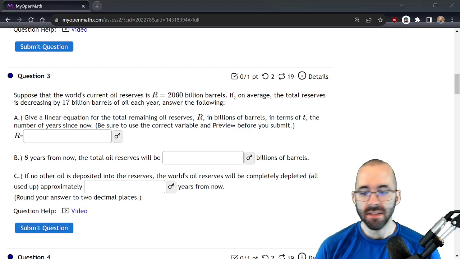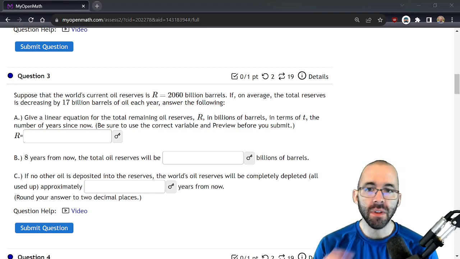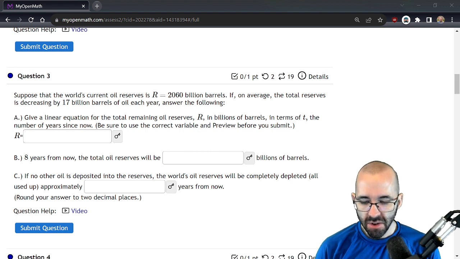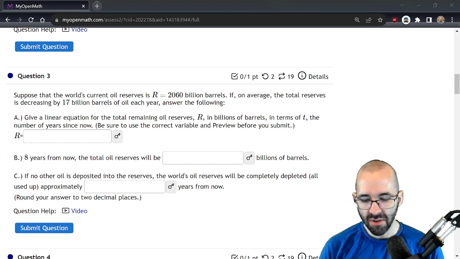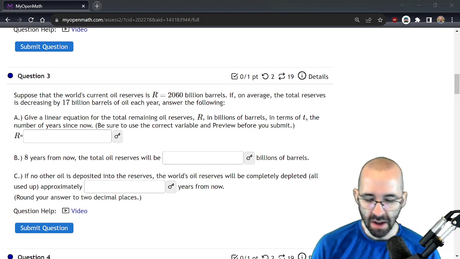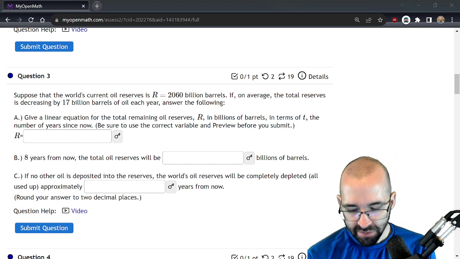Let's do some more practice using some of the homework problems. We'll start with question number 3. Suppose that the world's current oil reserves is R equals 2060 billion barrels. If on average the total reserves are decreasing by 17 billions of barrels oil every year, answer the following.